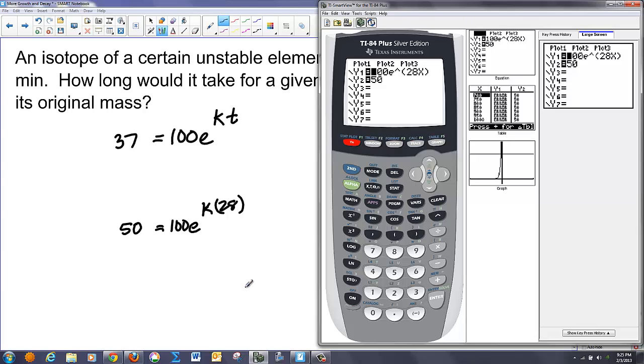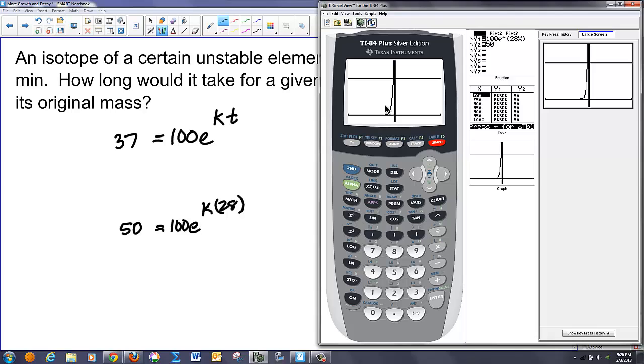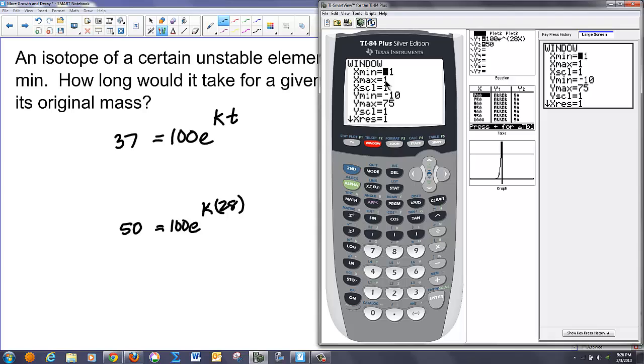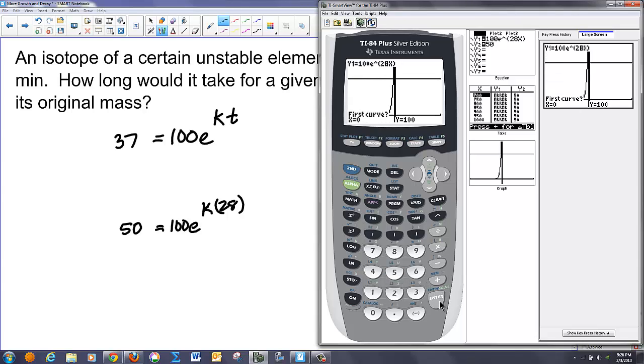So here we are again with our calculator, and we notice that we have our 100 e to the 28x equaling 50. I graph it, and I notice once again I get this intersection. My window this time I set from x going from -1 to 1 because I couldn't see really what was going on unless I zoomed in on it. Then I went up to 75. And now I'm going to calculate once again my intersection. And I'm going to hit enter 3 times.